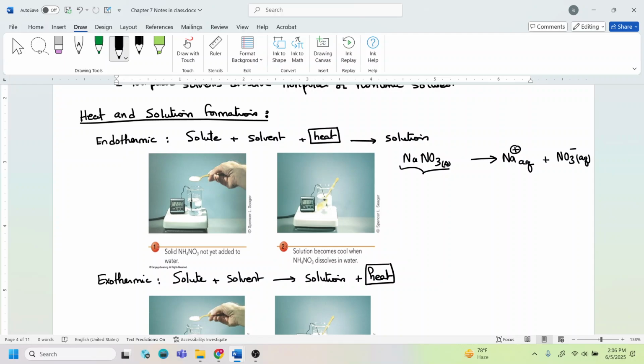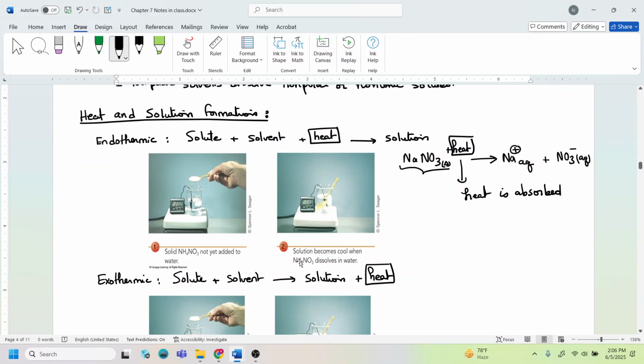As you mix the sodium nitrate solid in water, you're going to see that the test tube becomes cold. Why is it cold? It's cold because it absorbs heat from the surroundings, and the solution temperature is going to decrease, and this is why you see cold in there. So this is why heat will be reported in the reactants, meaning heat is absorbed.